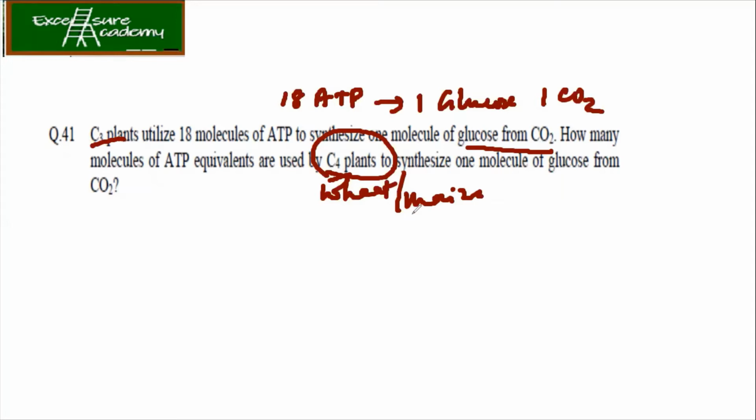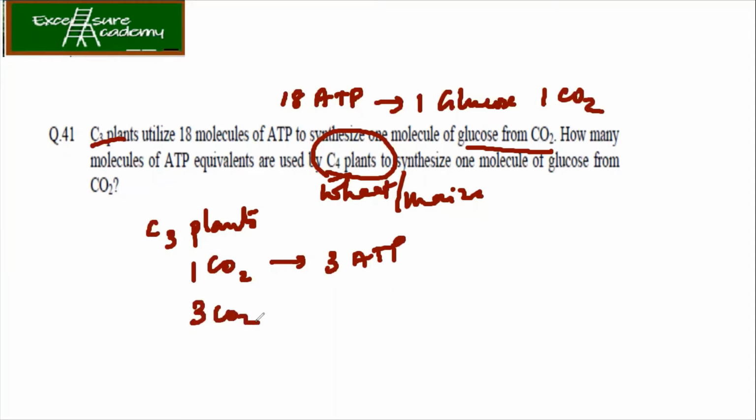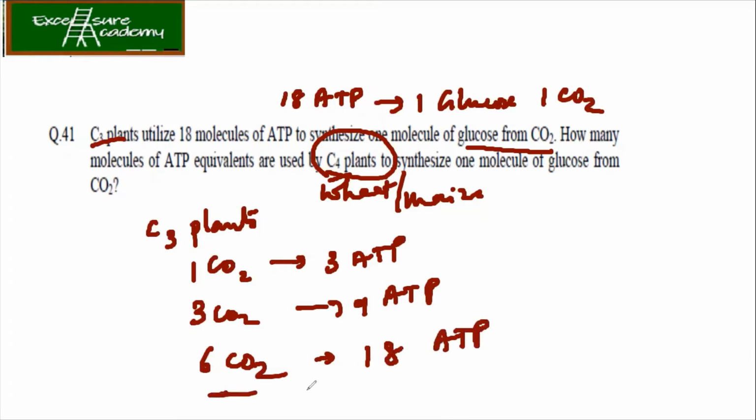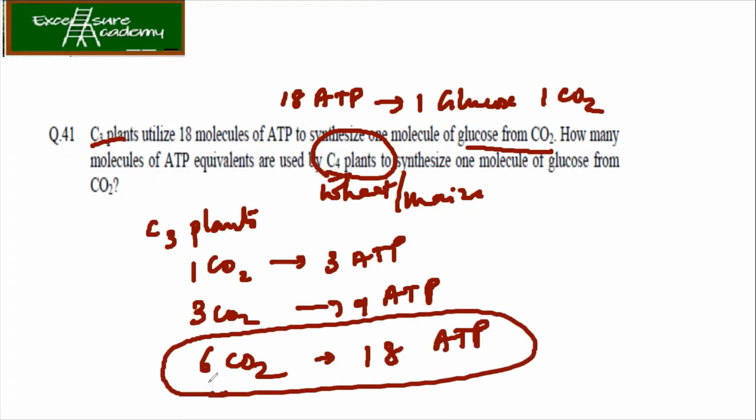So in C3 plants, for one molecule of CO2, 3 ATP molecules are required. What does it mean? It means that 3 CO2 molecules, forming the triose phosphate, will take around 9 ATP molecules. Then again, 6 CO2 means 18 ATP. I hope this is clear how we are arriving at this conclusion.